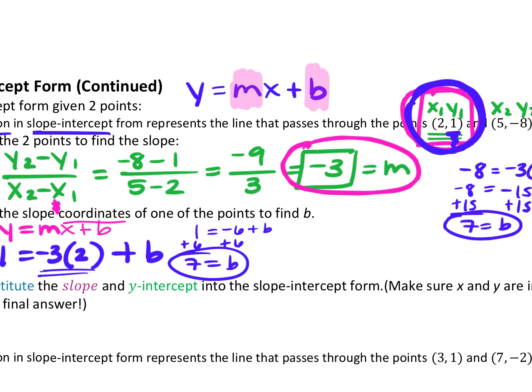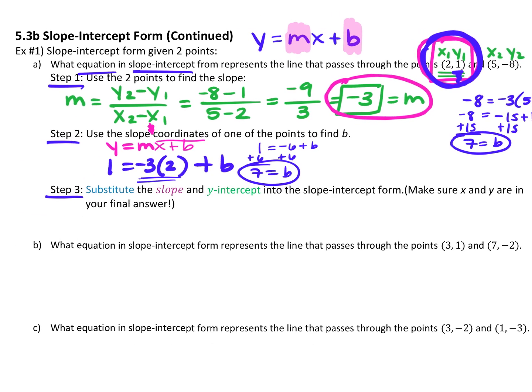So if I put an x and a y in and I substitute my slope and my y-intercept, I get what? y equals negative 3x plus 7.